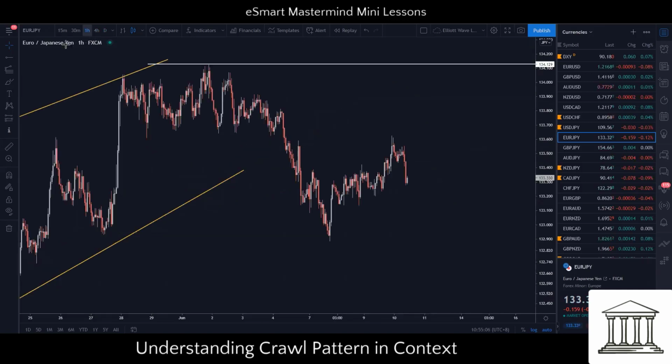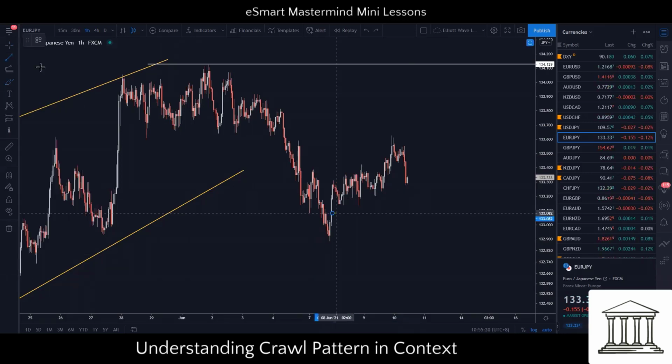1 hour time frame, we have this mini crawl pattern developing as of now, which suggests that you probably see a little bit more downside. But this crawl, I just want you to look at it in context again. Okay, back to the mini lesson of context, right?